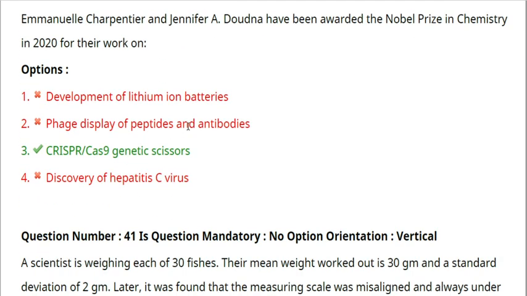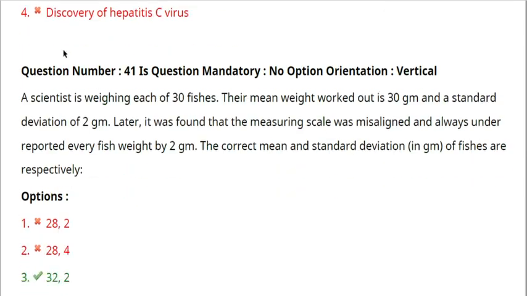Next, Emmanuel Charpentier and Jennifer A. Doudna have been awarded the Nobel Prize. They were awarded the Nobel Prize in Chemistry in 2020 for their work on CRISPR-Cas genetics research technology. Both scientists have made immense contributions to this technology, for which they were awarded the Nobel Prize.